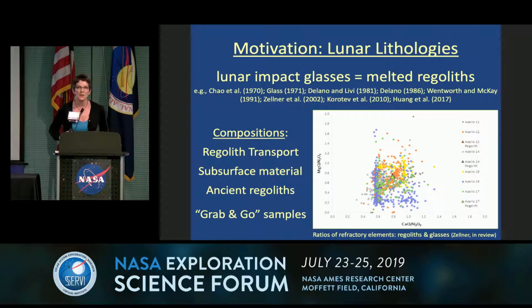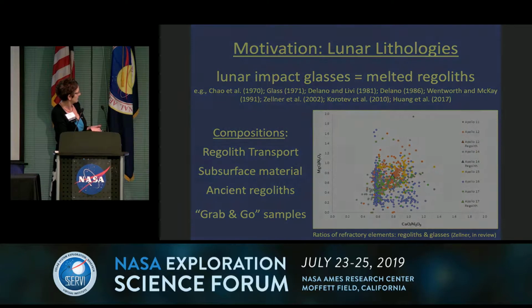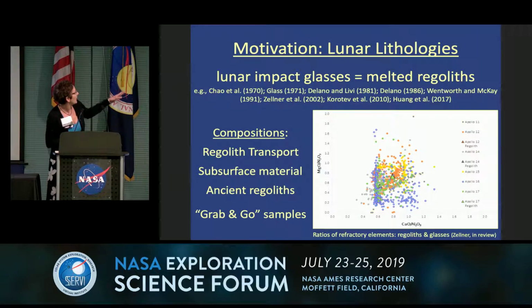So as an example of the variety of impact glasses that we find in the lunar regolith, here's a kind of messy chart that shows the ratio of refractory elements on the y-axis and on the x-axis, so magnesium over aluminum and then calcium over aluminum. These ratios allow us to measure the refractory elements that are not affected by volatilization, and the compositions of these glasses then will most likely reflect the regolith in which they were formed.